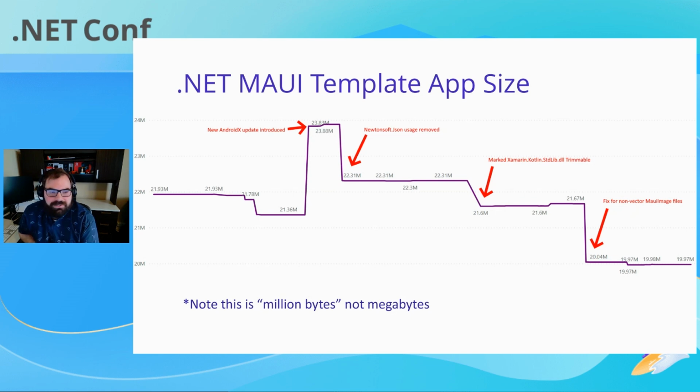So we don't have to go through all these, but here's an example where it went up when we updated the Android X libraries that Maui uses. And so Google added more code. That's just something that happens every year or all the time throughout the year. And we also had an issue in there. This section where we marked Xamarin Kotlin standard lib as trimmable. That was actually an accident where we found there was one assembly that we had a wrong setting on.